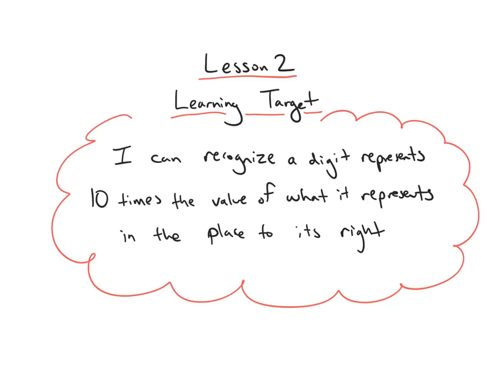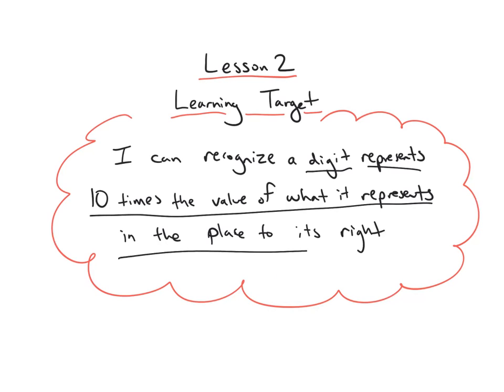The Lesson 2 learning target is I can recognize a digit represents 10 times the value of what it represents in the place to its right. So today we're going to be using the tool of a place value chart to help us do a little bit of multiplication and to see what happens when we multiply certain numbers by 10. Our goal by the end is to have an understanding that a digit represents 10 times the value of what it represents in the place to its right. So we're going to hopefully show that through multiplication and using a place value chart.